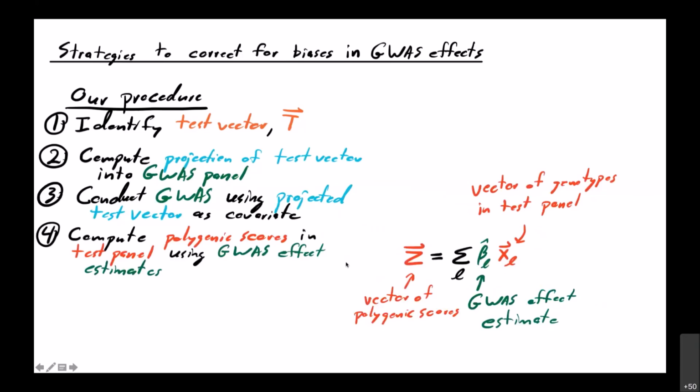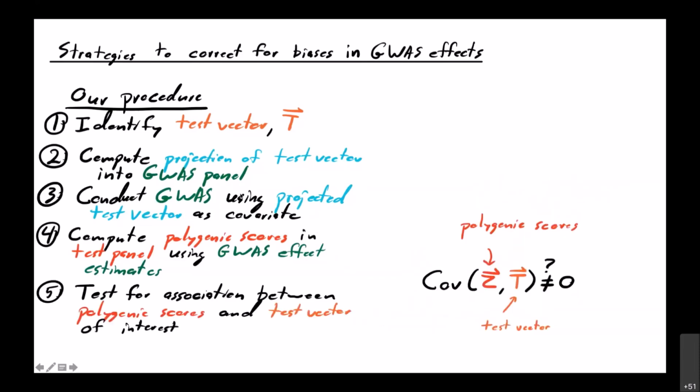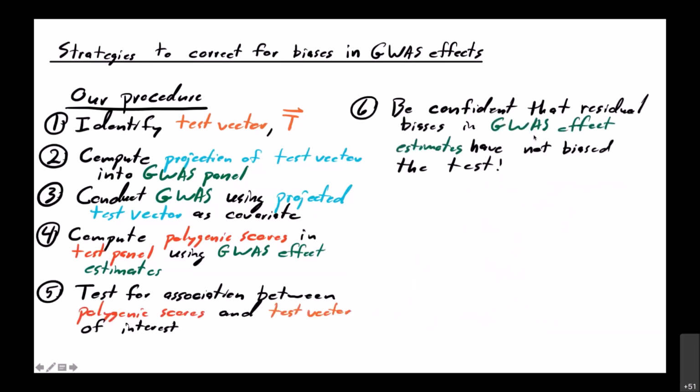and now it's the same as before. We compute our polygenic scores in the test panel using the GWAS effect estimates that we obtained in step 3 here. Now we can do our polygenic adaptation test, and importantly, now we can be confident that whatever biases remain in our GWAS effect size estimates won't bias the specific test that we're doing.